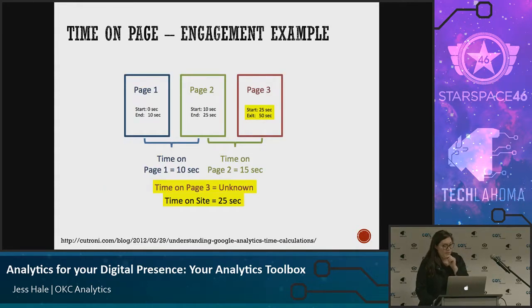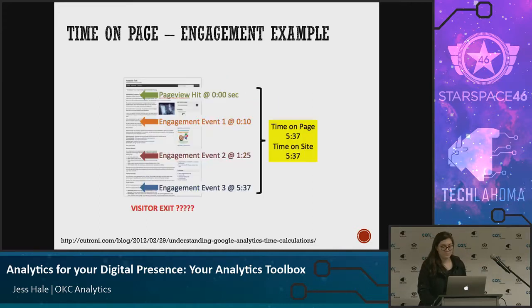Another example is where, here's some different start times. So time on page 3, you don't actually know it because you know from page 1, it started and ended, 10 seconds. Page 2 went from 10 to 25, so 15. Page 3, they started and ended 25 to 50. But see, you don't know that they ended at 50 seconds because again, there's no extra hit coming through. And so that's where you need to add something so that you know they exited at 50 seconds and you just don't have it.